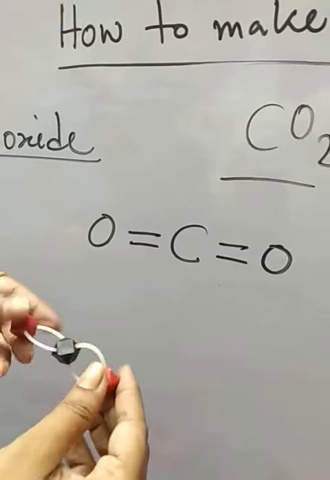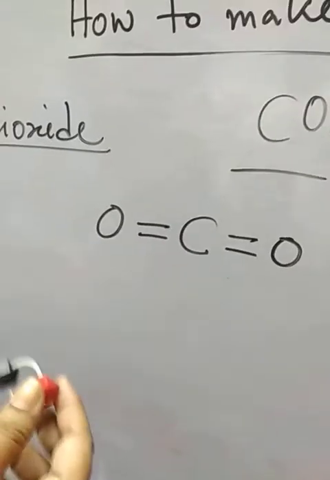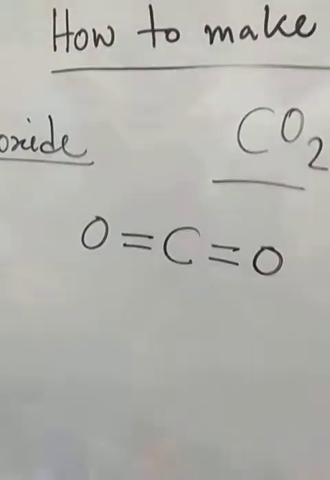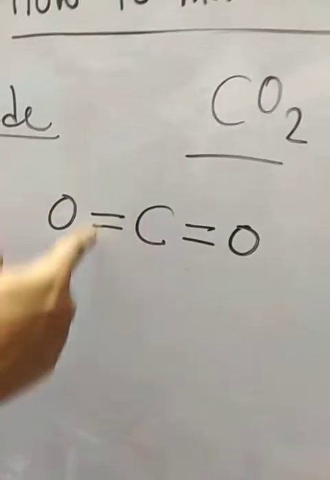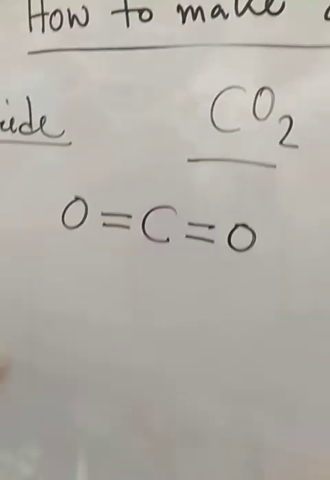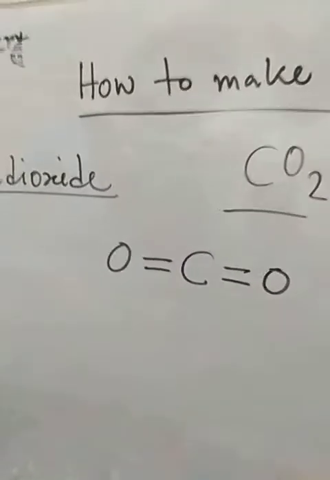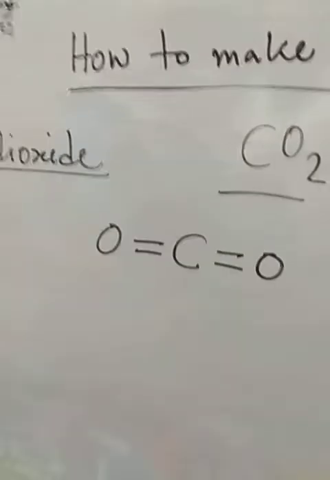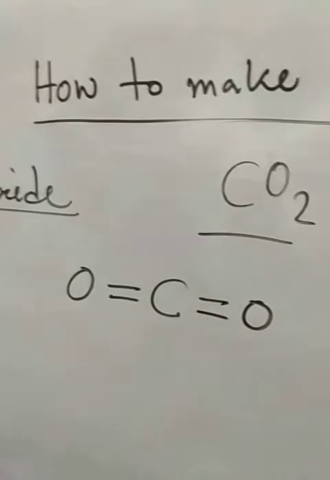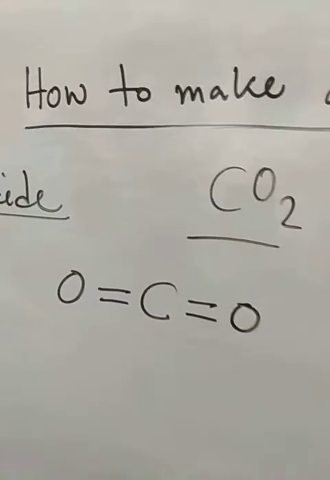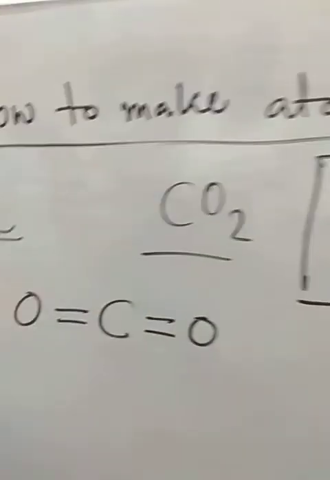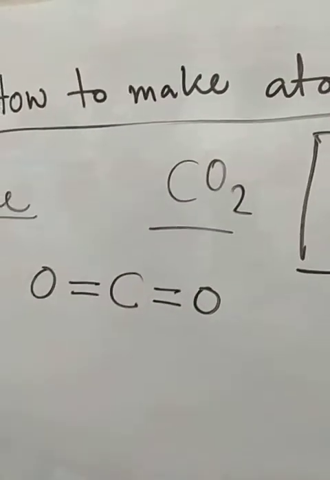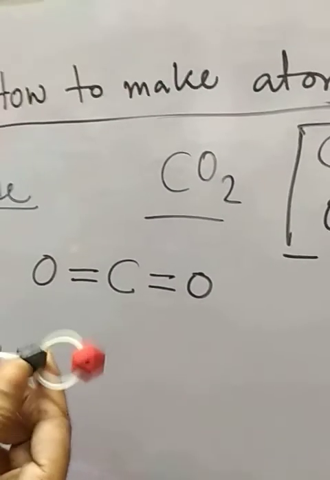Making that bend bond is a bit difficult. If you can do it, it's fine, otherwise you can use the simple straight bonds also, but remember there will be two bonds for each oxygen. So in total we have to use 4 sticks to make the model of carbon dioxide. You can see 4 bonds are there, 1, 2, 3, 4.